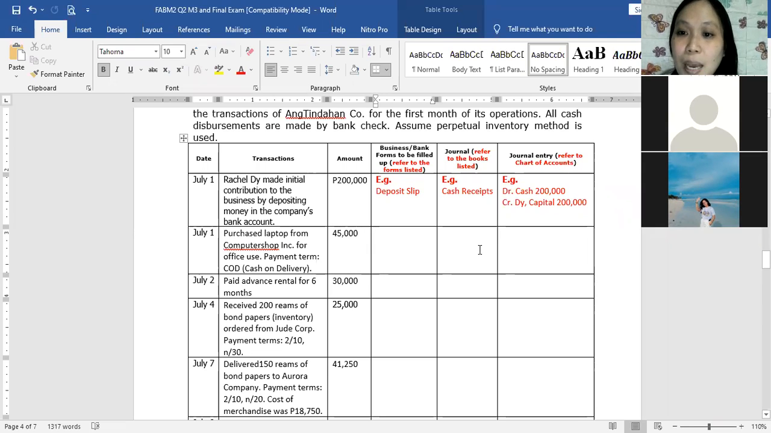I will buy it, but I will pay it in cash. So where do I put it? Is it in the purchase journal or cash disbursement? Both of these are for purchases, but it matters what kind of purchase you are making. Are you making it in cash or credit? Where do I put it?